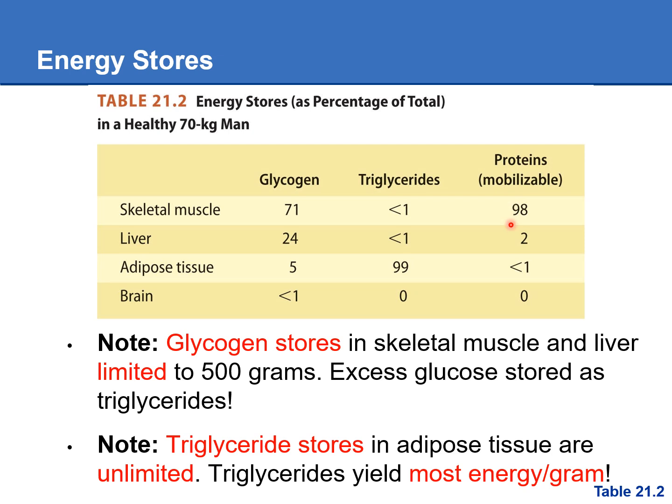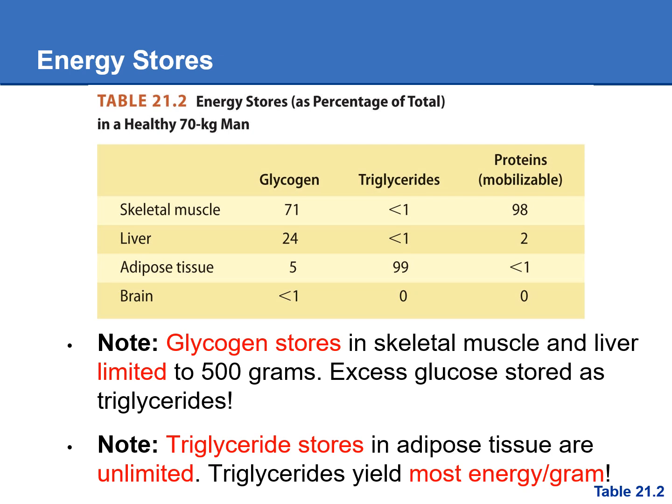Remember that we're not going to touch those protein stores unless you're starving and you've already gone through your triglyceride and glycogen stores. The glycogen stores are actually very small in the body. There's only 500 grams. And the triglyceride stores are pretty much unlimited. So the fat cells can keep expanding. And so your body is going to store most of your extra energy as triglycerides.